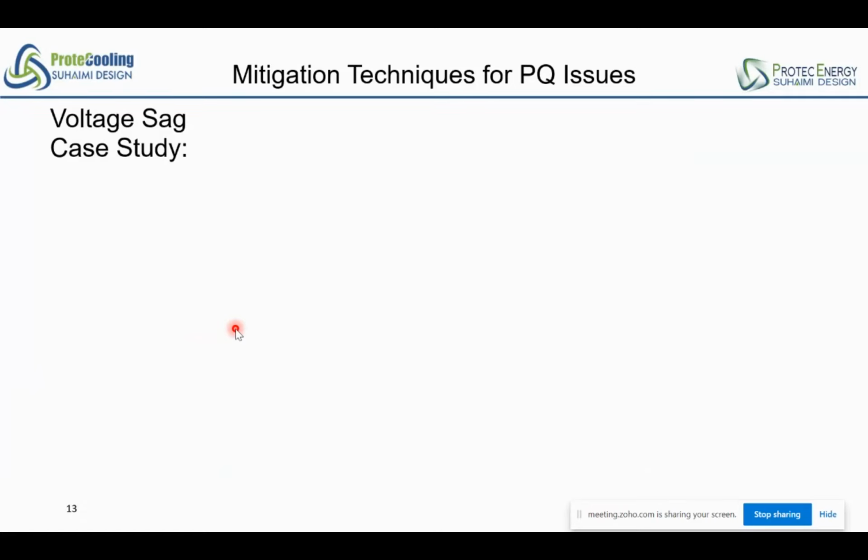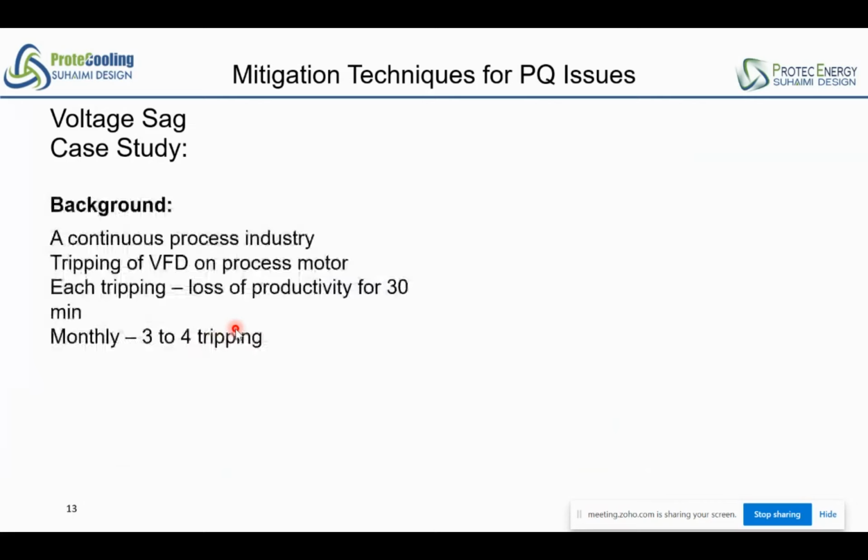Now this is a case study. It was done for a process industry, a continuous process industry. They had an issue of tripping of a VFD on one of the process motors. At each tripping there was a loss of productivity for about 30 minutes, so there was a financial loss associated with these trippings. Monthly they used to have about 3 to 4 trippings. So there was a considerable financial loss, not only the productivity loss, but also the loss of the material which was in the process.